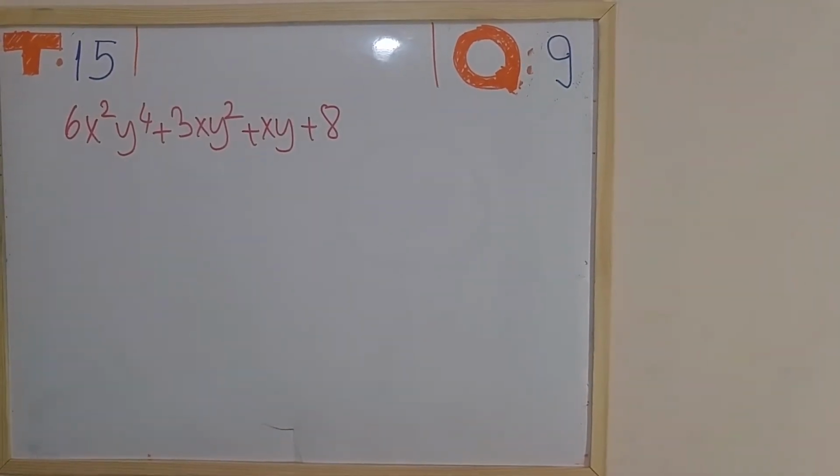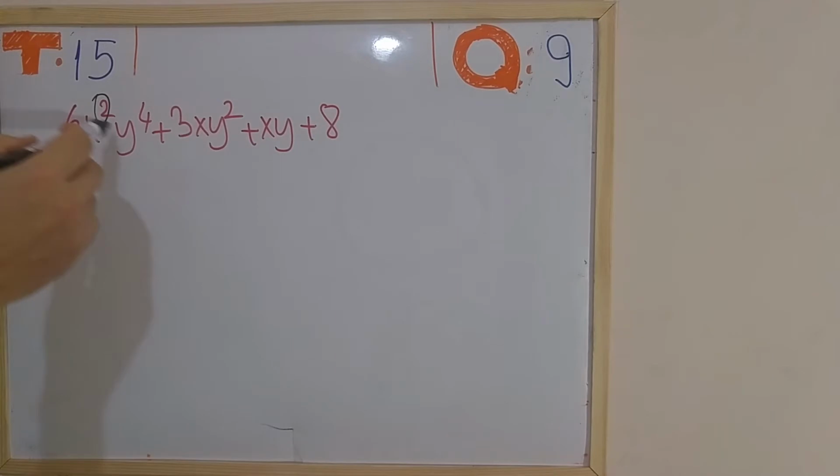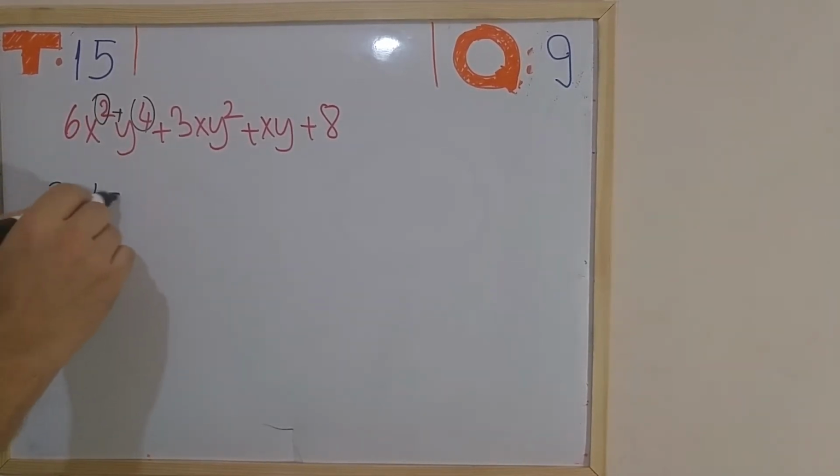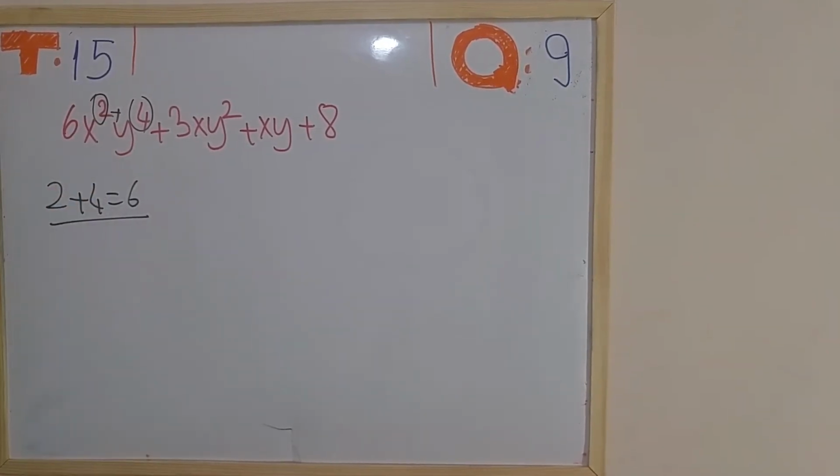In this question, we're supposed to find out the polynomial degree. The polynomial degree is found by the highest degree of the monomials, or the individual elements of the polynomial. Here, as you see, the highest degree belongs to this monomial, and the highest degree is 2 plus 4, which is equal to 6.